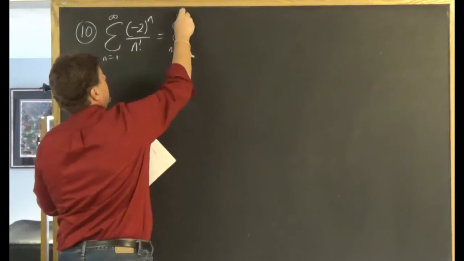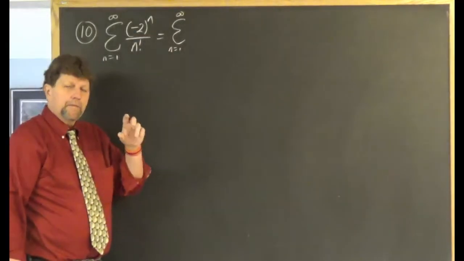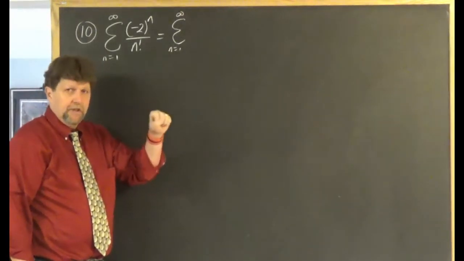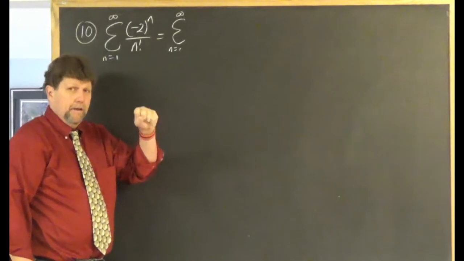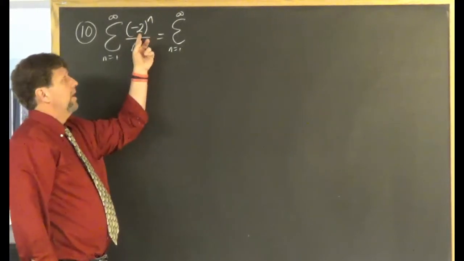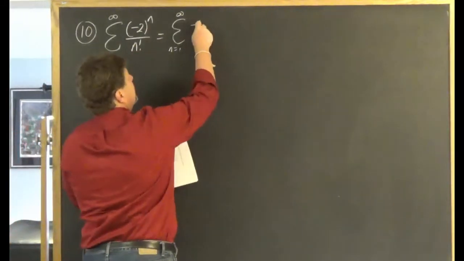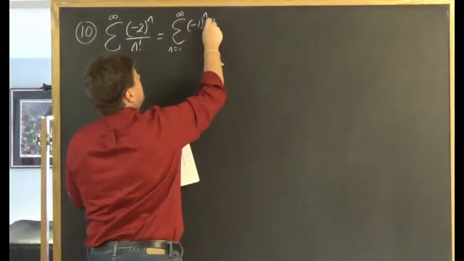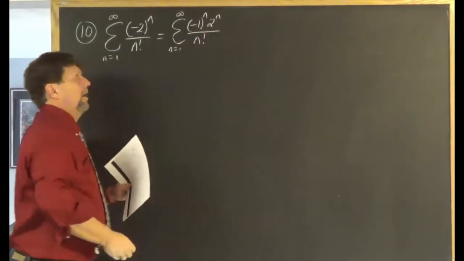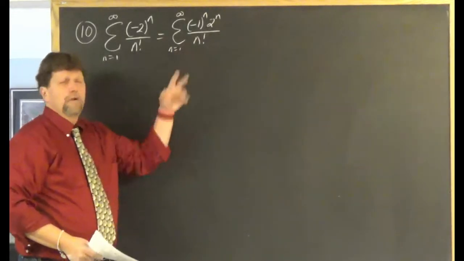can be rewritten. Look inside the parentheses here, negative 2. Negative 2 is nothing more than negative 1 times 2. Then a rule of exponents says if this is negative 1 times 2, all of that raised to the nth power, I could think of it as negative 1 to the n times 2 to the n over n factorial. So I just wanted to show you that you could rewrite it.